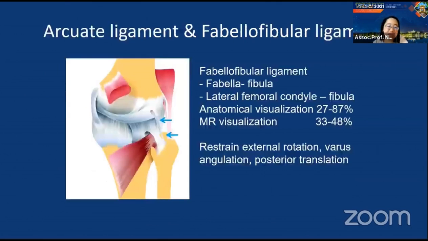Let's move forward to the fabellofibular ligament. It runs from the fabella to the fibula if you have a fabella. If not, you will have the ligament running from the lateral femoral condyle to the fibula. Anatomical visualization is mostly about 80%, and MRI visualization for half of them. It helps retain, together with the joint capsule, external rotation and varus angulation. And this is how to identify it.